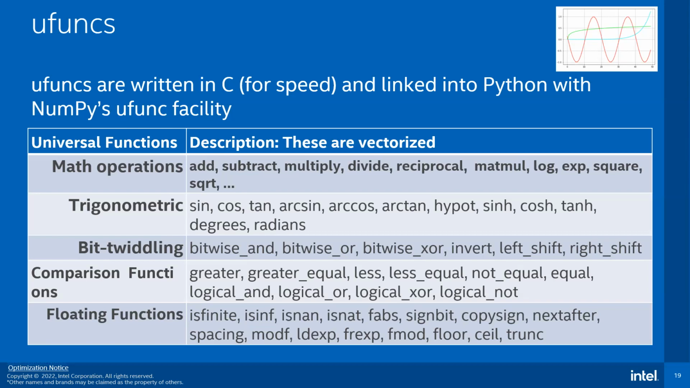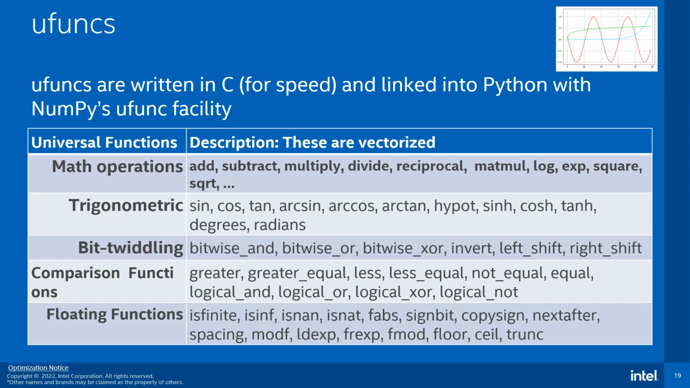For example, adding a couple of arrays together: addition, subtraction, multiplication, division, reciprocal, matrix multiplication, log, exponent, square, all those transcendental functions, sine, cosine, tan, arc sine, arc cosine, the hyperbolic tangent, the inverse hyperbolic tangent, converting radians and degrees, all those trigonometric functions, bit twiddling functions like bitwise and, bitwise or, and bitwise XOR. Comparison functions, something like one array greater than, less than on an element by element basis. Is it less than, equal to, all those kinds of things.